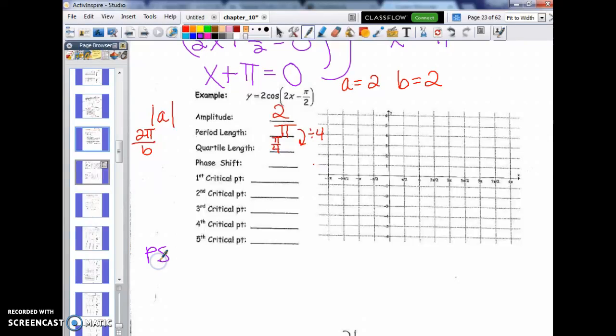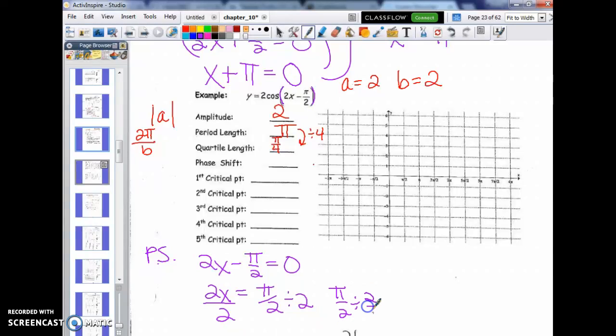The phase shift is our new add. My phase shift: I'm going to take whatever is in parentheses and set it equal to 0. So 2x minus pi over 2 equals 0. And I'm now going to solve for x. I'm going to add pi over 2 to both sides. And now I need to divide by 2. We know pi over 2 divided by 2 over 1 is the same thing as pi over 2 times 1 over 2. So we'll get a phase shift of pi over 4.